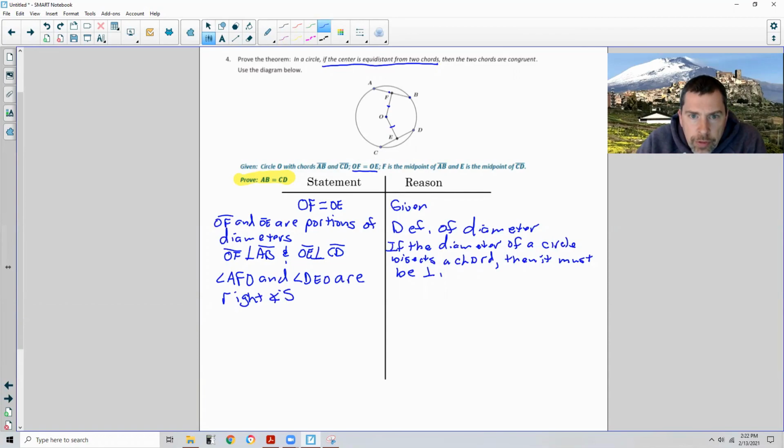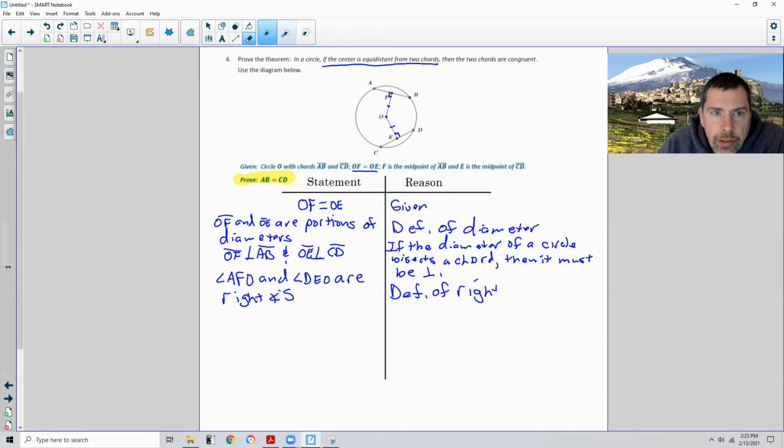So AFO is right here. DEO is right here. So if the diameter of the circle bisects a chord, then it must be perpendicular. So if OF is perpendicular to AB, then it forms a right angle. If OE is perpendicular to CD, it forms a right angle. So therefore, angle AFO and DEO are right angles. Definition of a right angle. Okay. So it's not definition of right angle, it's definition of perpendicular lines. Definition of perpendicular lines form right angles.